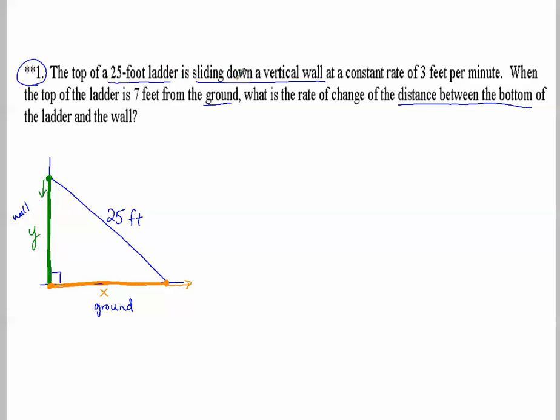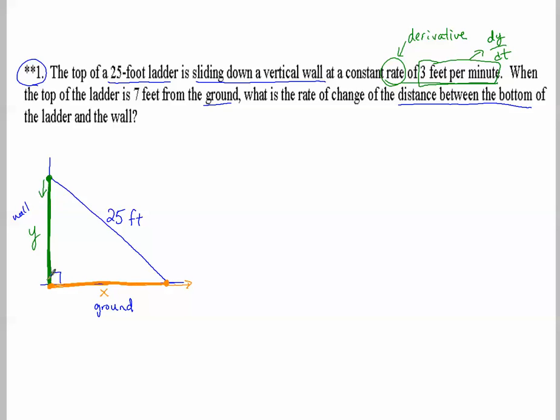Now let's dissect some more information. The top of the ladder is sliding down the wall at a rate of 3 feet per minute. Whenever I see the word rate, I want to think of derivative, because remember, rate is slope, derivative is slope. When I see rate, think derivative. Now the derivative of what? The slope of what? The top of the ladder sliding down the wall. So it's the rate of change of this right here. So 3 feet per minute is dy/dt, the rate of change of the length of y.